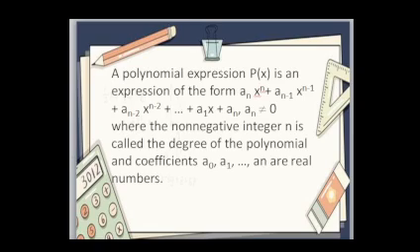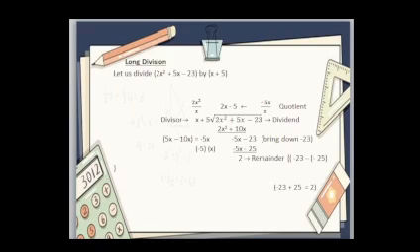A polynomial expression p of x is an expression of the form a sub n times x to the power of n plus a sub n minus 1 times x to the power of n minus 1 and so on, where a sub n is not equal to 0, where the non-negative integer n is called the degree of the polynomial and coefficients a sub 0, a sub 1 are real numbers.